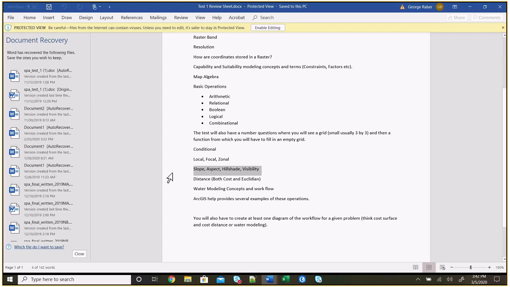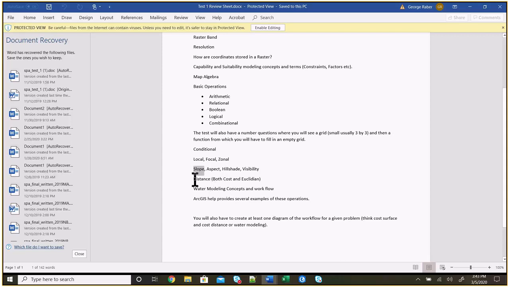Okay, what I'm more interested in is that some of these actually require other inputs. So hillshade requires the solar position. Visibility requires the position of the observer. But slope and aspect, the only input is the elevation.